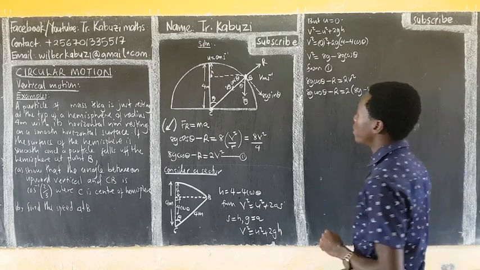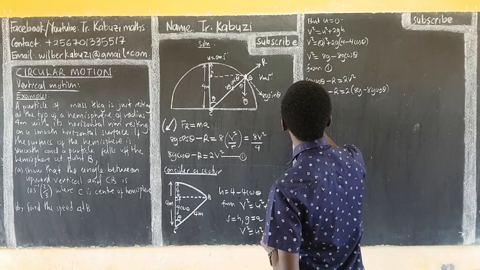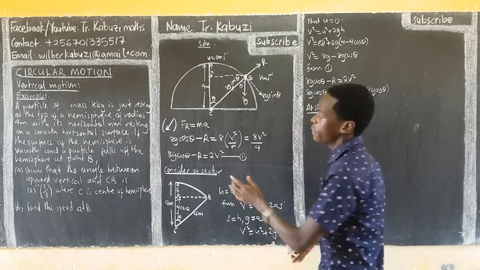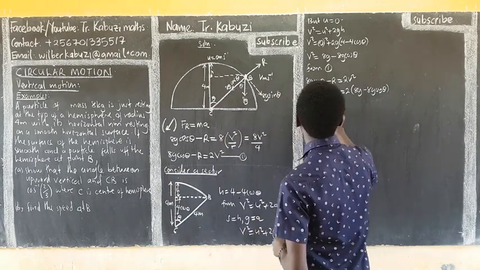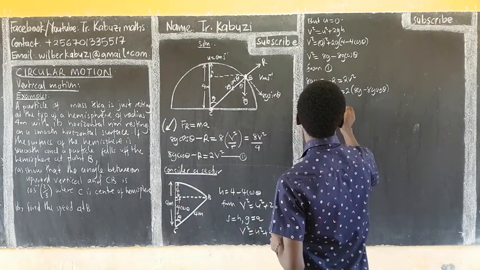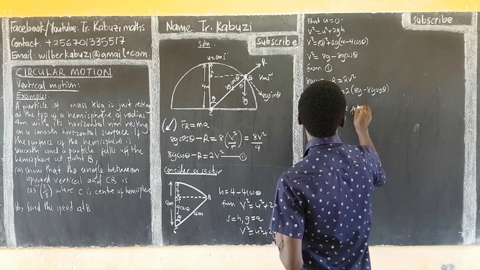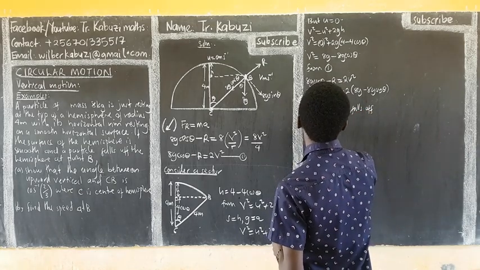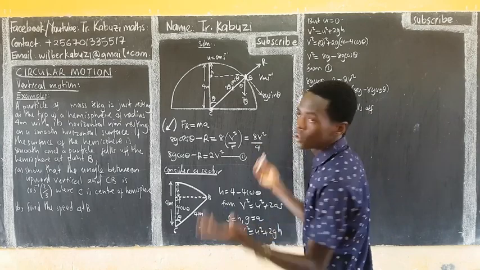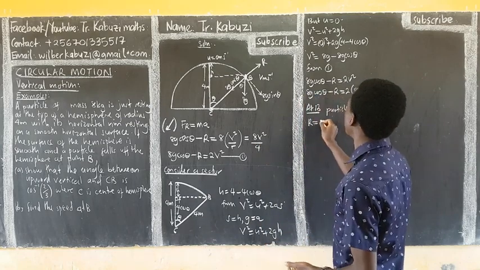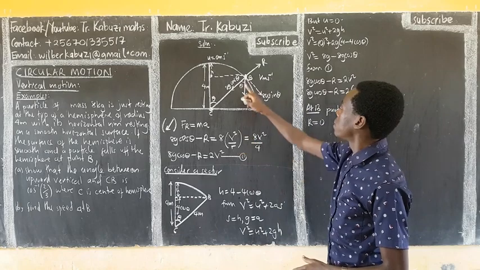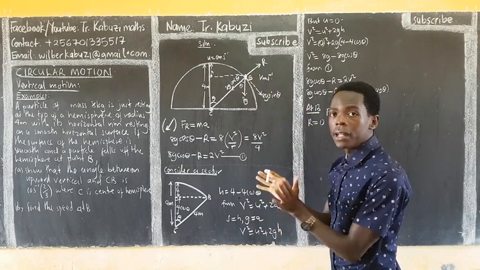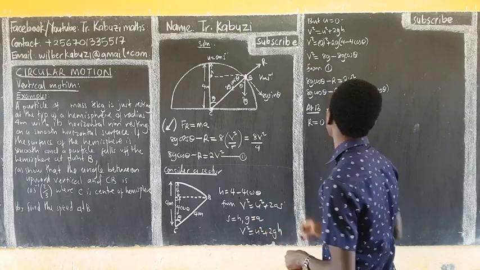Now what do we know? We know that at B, the particle is going to fall off. What does it mean if it falls off? It means that there is no contact, so the reaction is going to be zero. Because there is no contact, the particle falls off, and if there is no contact, there is no reaction.